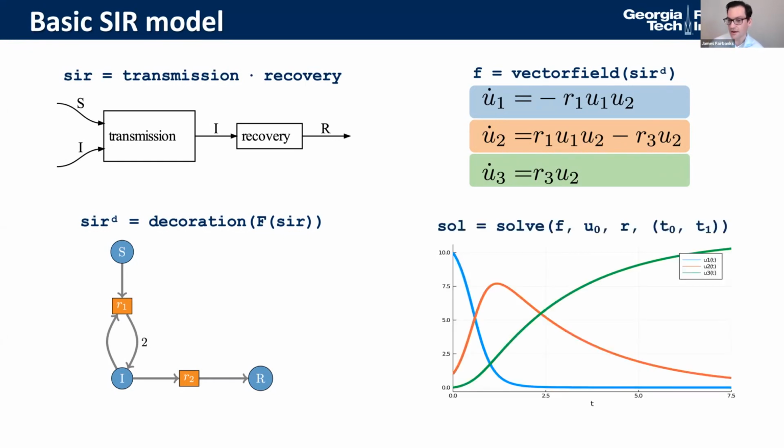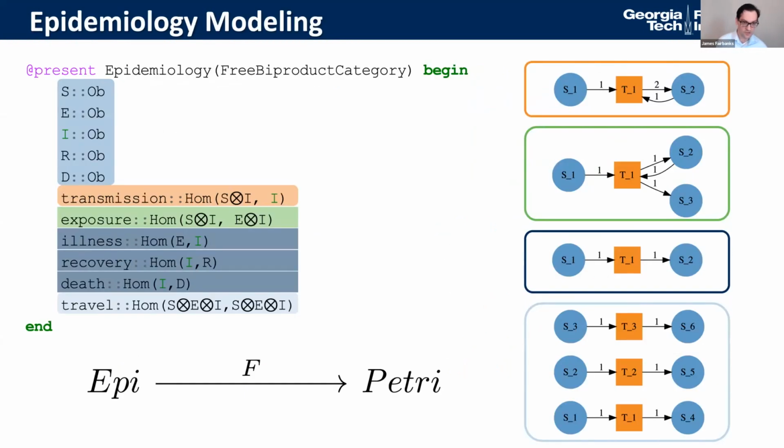And then you can compute solutions or trajectories. So we're going to call the computation of trajectories solving the model. So that's where you give it an initial condition, U0, and some rates, and a time domain that you're interested in, and it solves for these one-dimensional trajectories. Okay, so that's the pipeline. Let's break into the different steps.